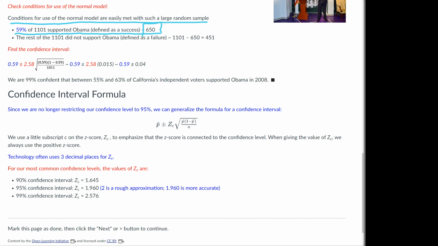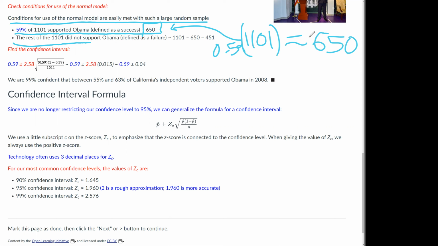650, the rest of the 1,101, so 1,101 is the total number. To find the 650, we just multiplied the total number of people by 59%, or 0.59. So 0.59 times 1,101 is about, you might have gotten a decimal when you multiply those, but you can't have a decimal amount of a person. So we always round it to a whole number because we're talking about people, not parts of people.